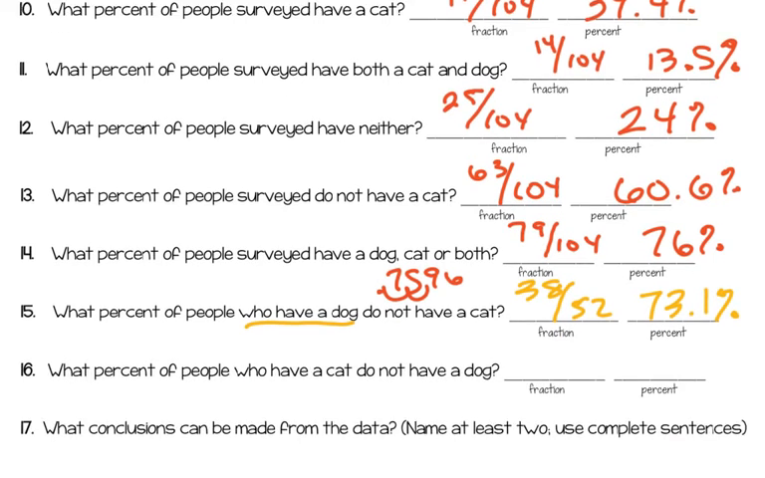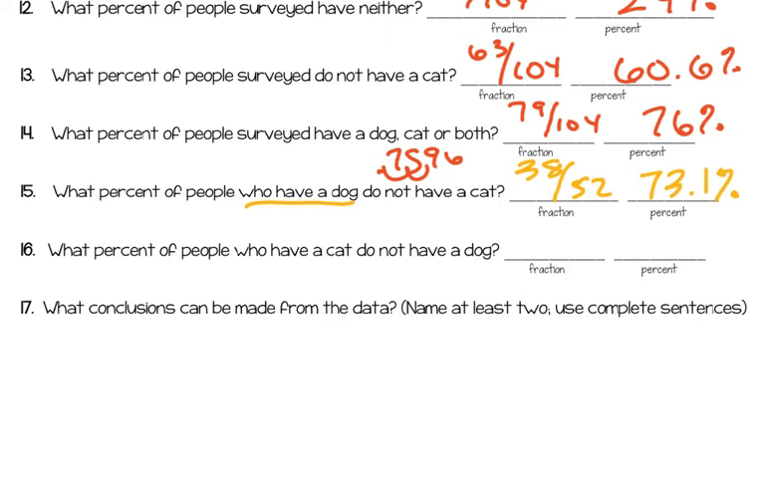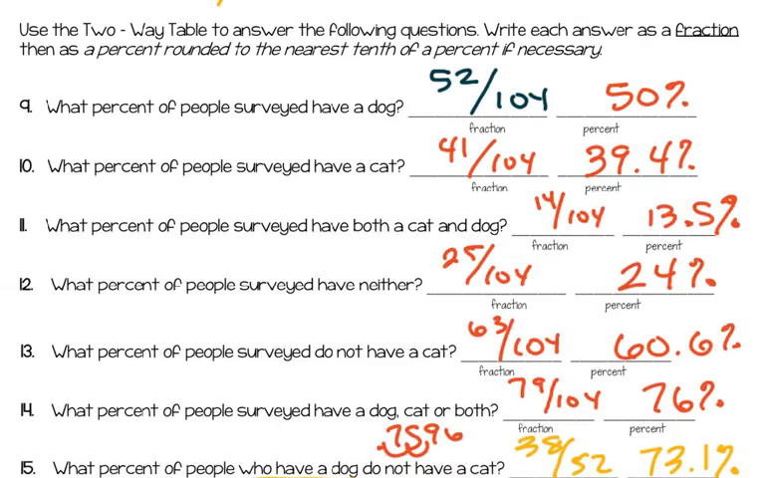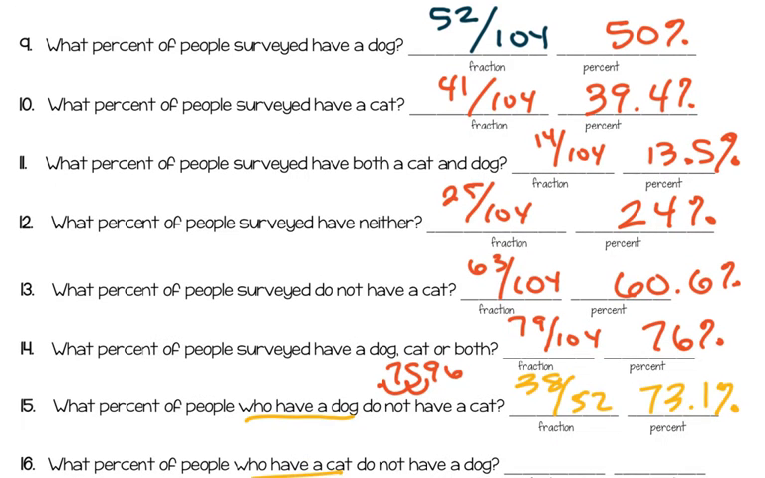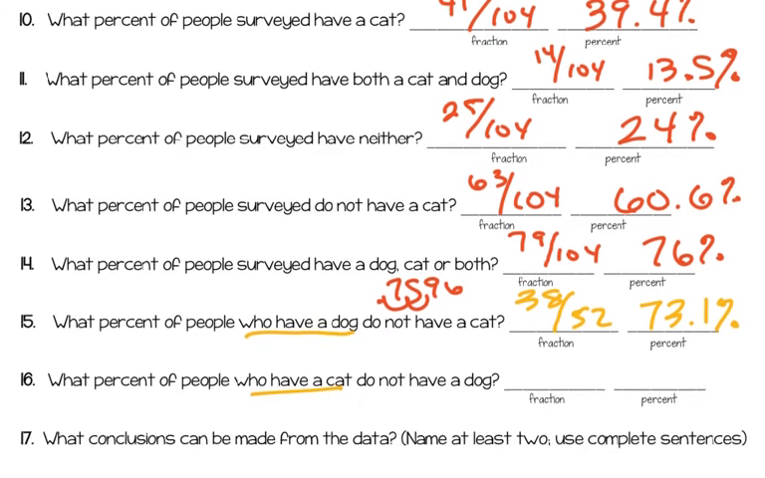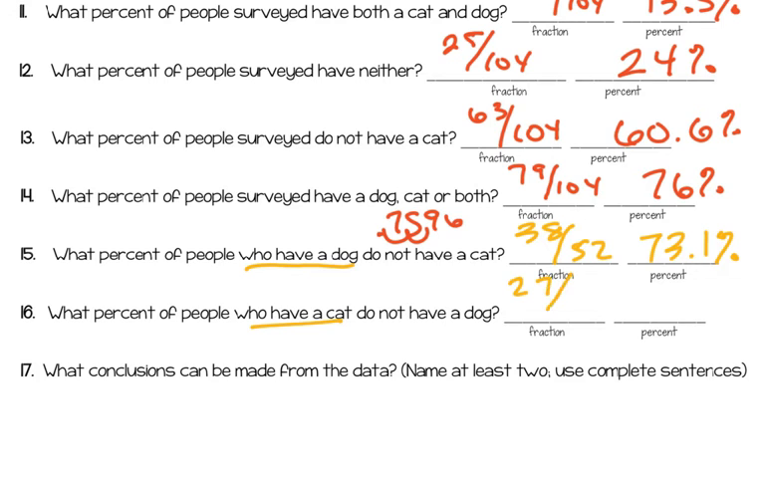Okay, and then the next question, what percent of people who have a cat do not have a dog? If I look at the people that have a cat, out of 41 people total, how many of them do not have a dog? That's 27 of them. So 27 out of 41, and that comes out to be 65.9%. So those are the two that can be a little bit tricky. You have to really watch to see if the population is changing, of who we're asking the questions about.